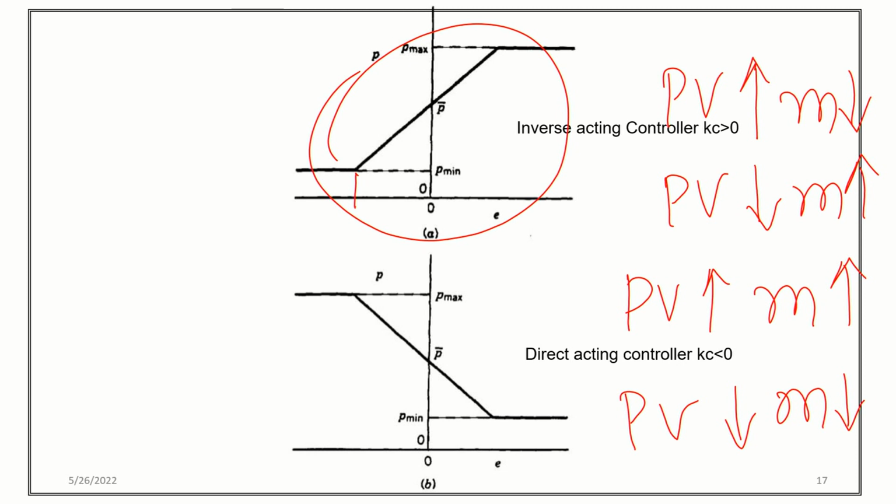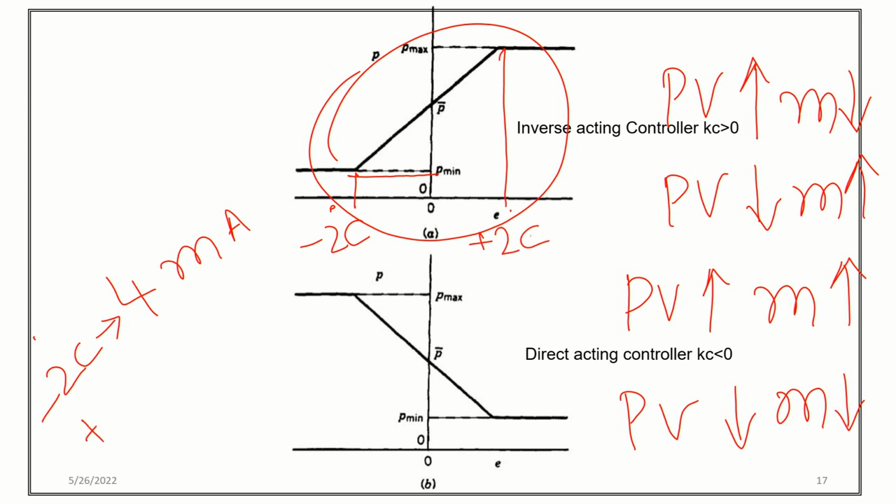The definitions are based on the process variable and controller output, whereas the graph is drawn between the error and the controller output. Let us assume that when the error is minus 2 degree C, the controller output is 4 milliampere. When the error is plus 2 degree C, the controller output is 20 milliampere, because you see the graph, it is maximum, right?